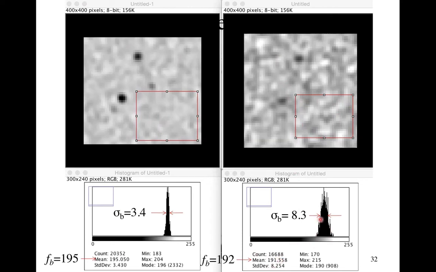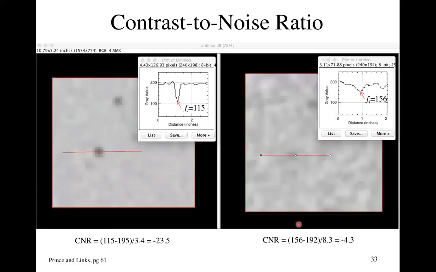But here, obviously, the signal to noise is lower because the sigma value got bigger. And so we can calculate the value of the target at its position. We measure that by drawing a line through there. We measure the value of the target on this one by drawing a line through here. And in this case, we get a much lower contrast to noise value for this one.